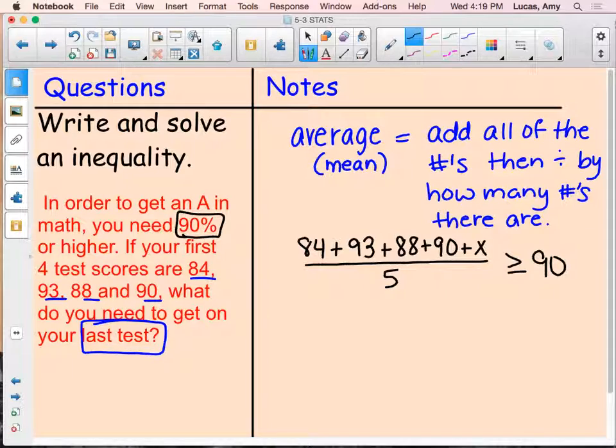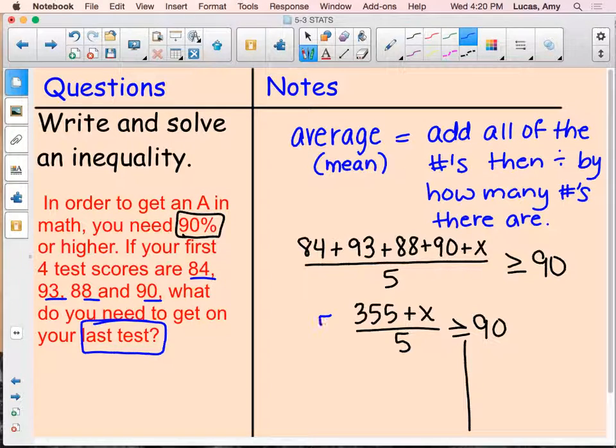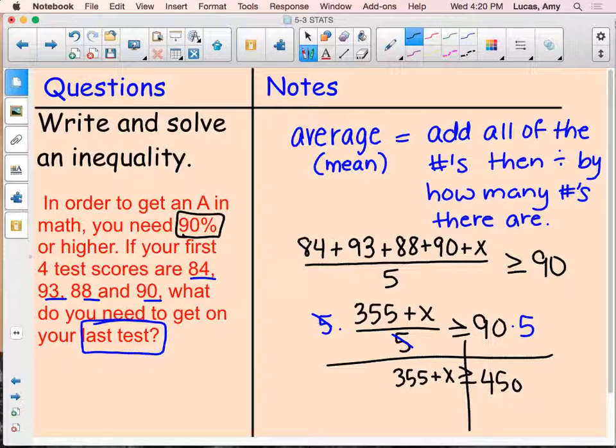So add together the numbers that you know on the top, and you get 355. So 355 plus the 5th test, and I would have to divide by 5 because there would be 5 tests in all, has to be greater than or equal to 90. So now I can multiply by 5 to cancel out the denominator in my fraction. 90 times 5 is 450. So 355 plus x is greater than or equal to 450.